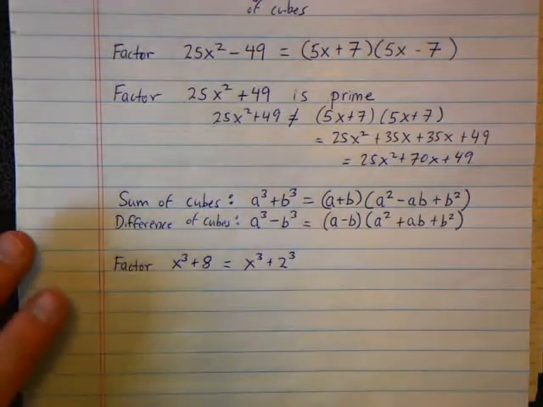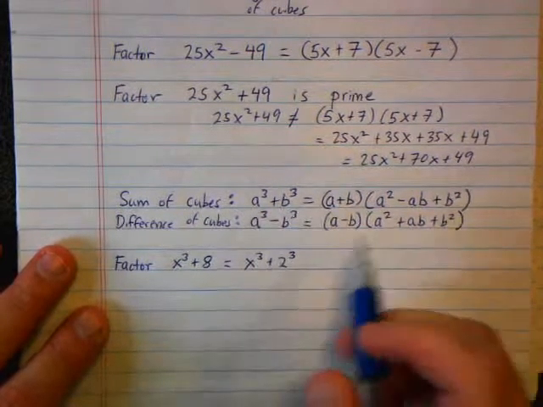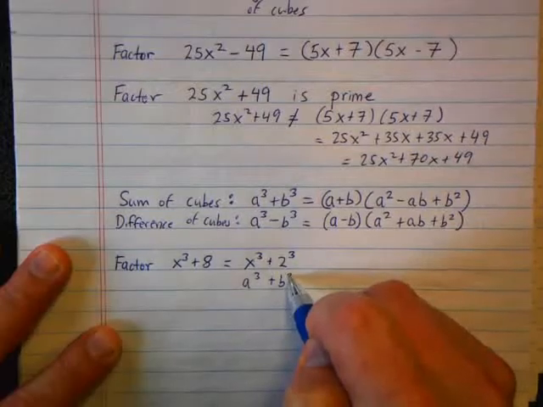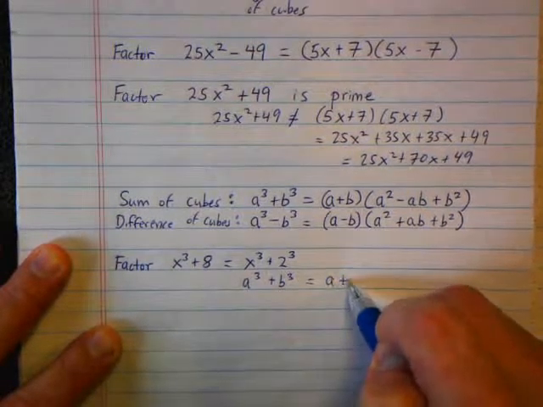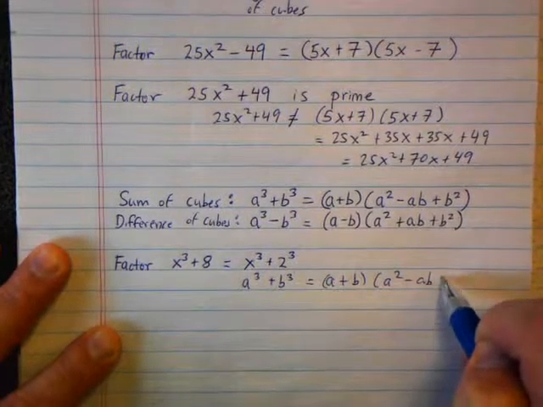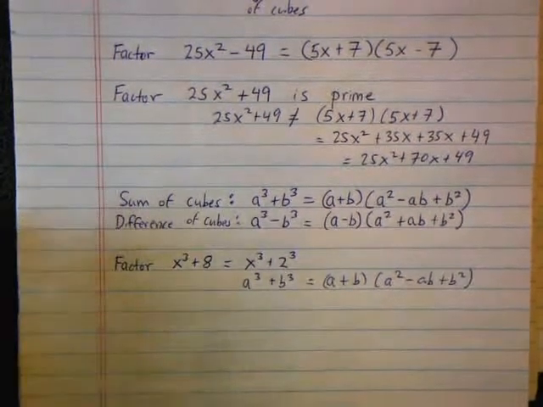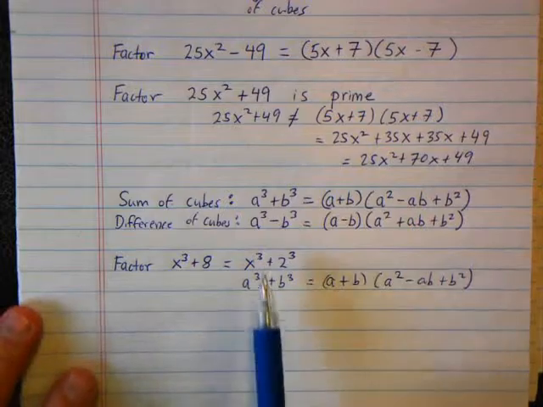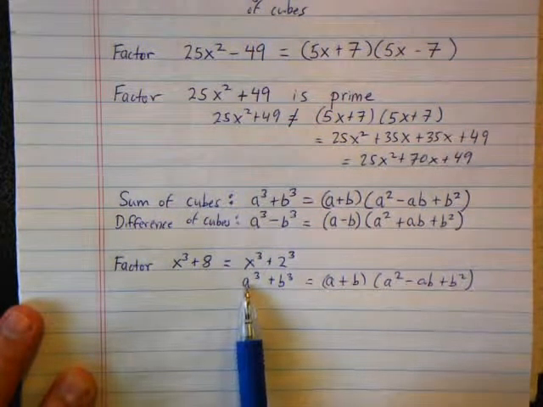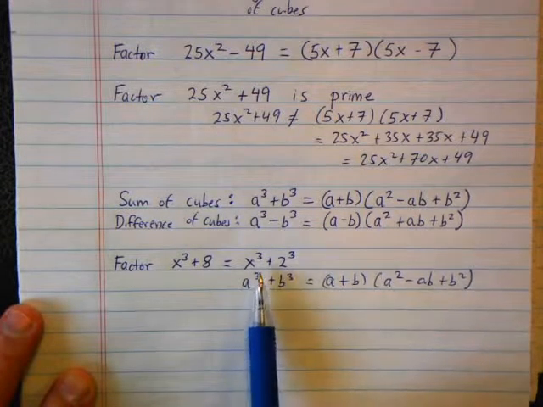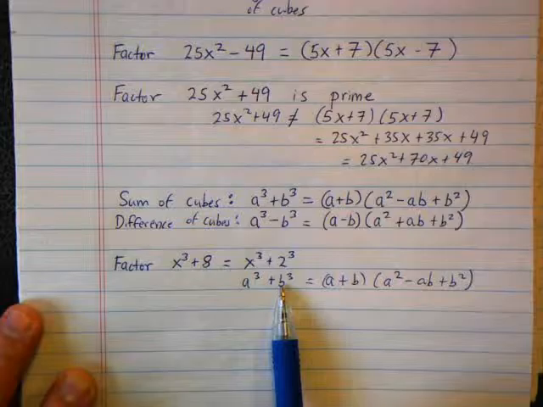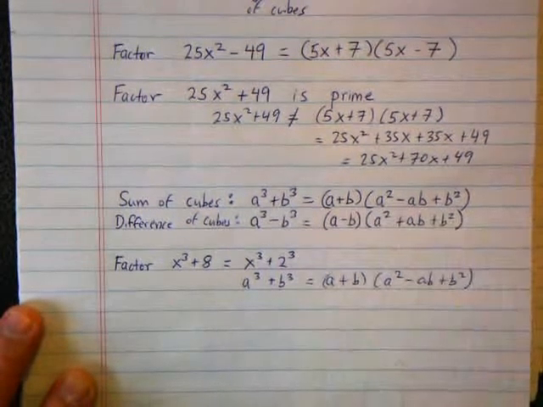What I like to do is take this formula and write it right underneath. So I'm going to write a cubed plus b cubed equals a plus b times a squared minus ab plus b squared. And what that tells me is, everywhere I see the letter A, I'm not going to write A, rather I'm going to write X. And everywhere I see the letter B, I'm not going to write B, I'm going to write 2.